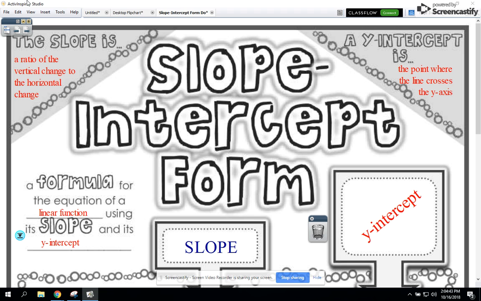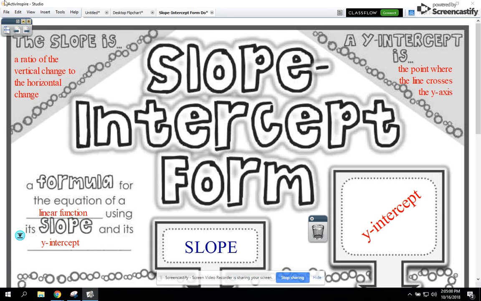This video is to discuss slope-intercept form. This is something that we've been doing in class for the past couple weeks, but these are formal notes on it. So what is slope-intercept form? Well, it's a linear equation where we can pick out the slope of a line as well as the y-intercept.